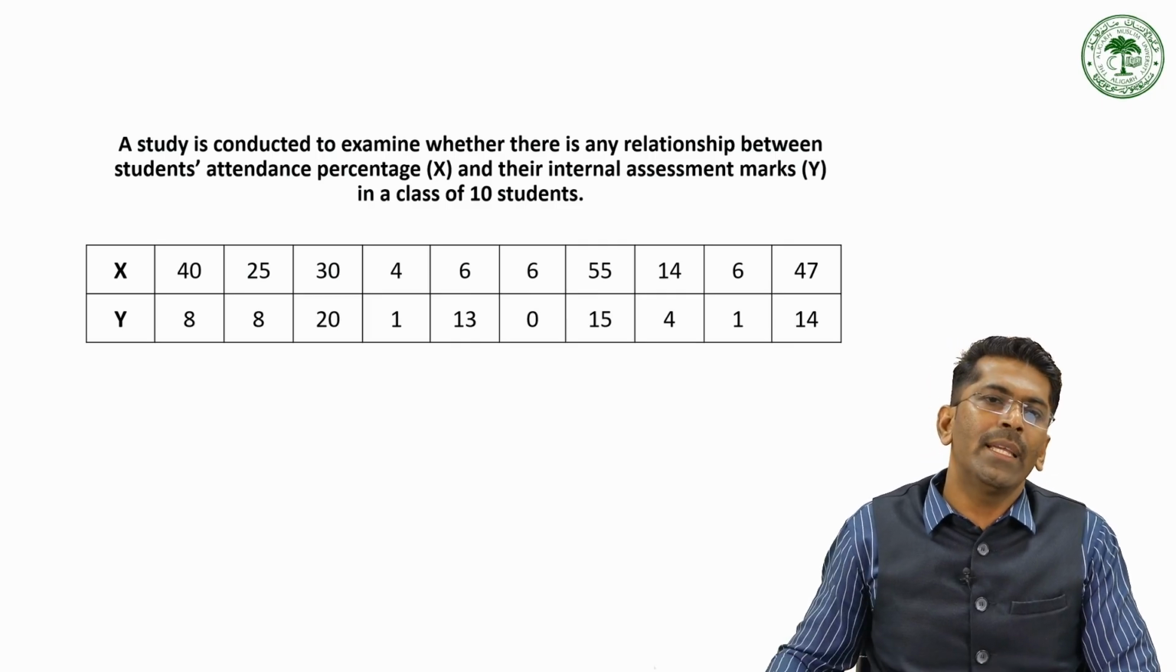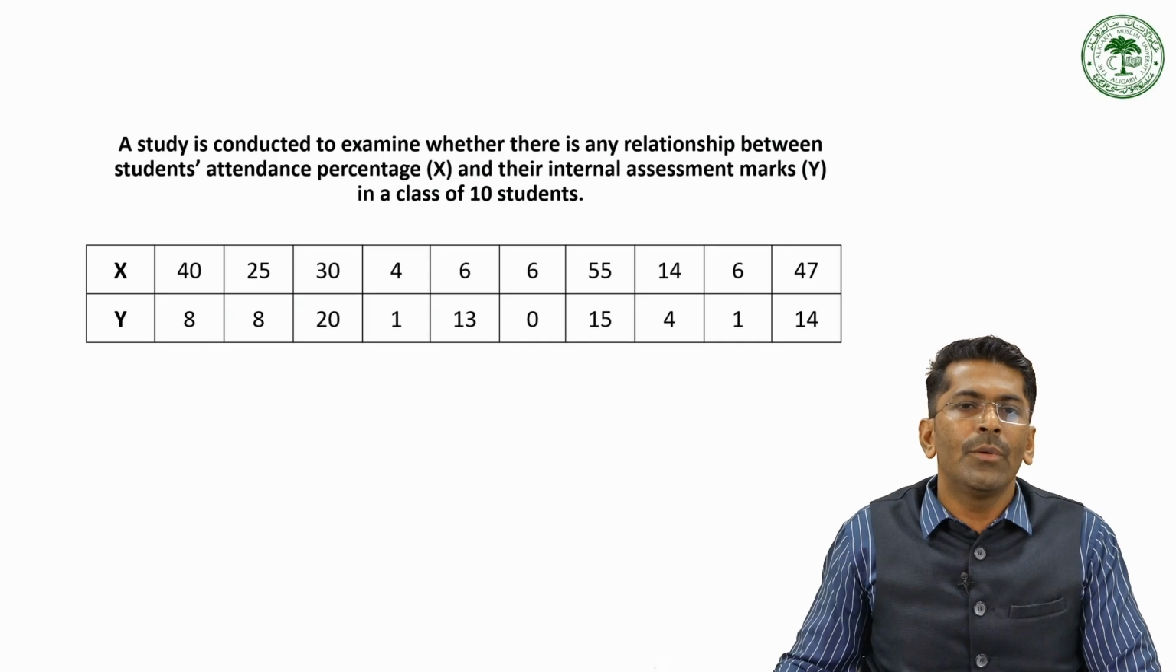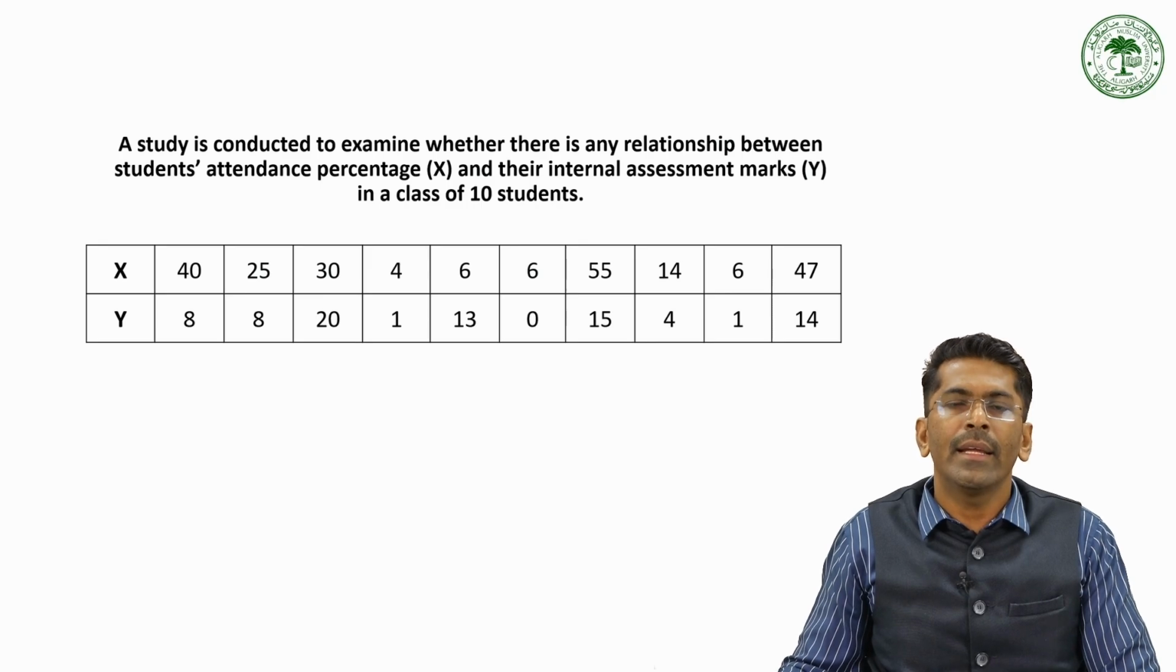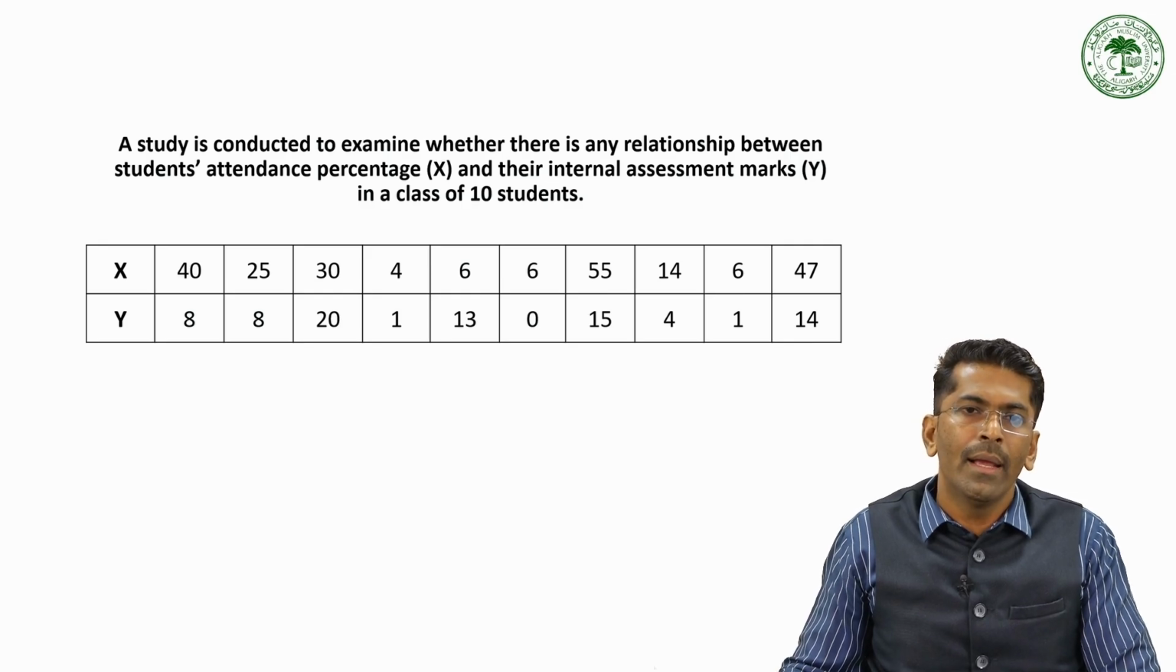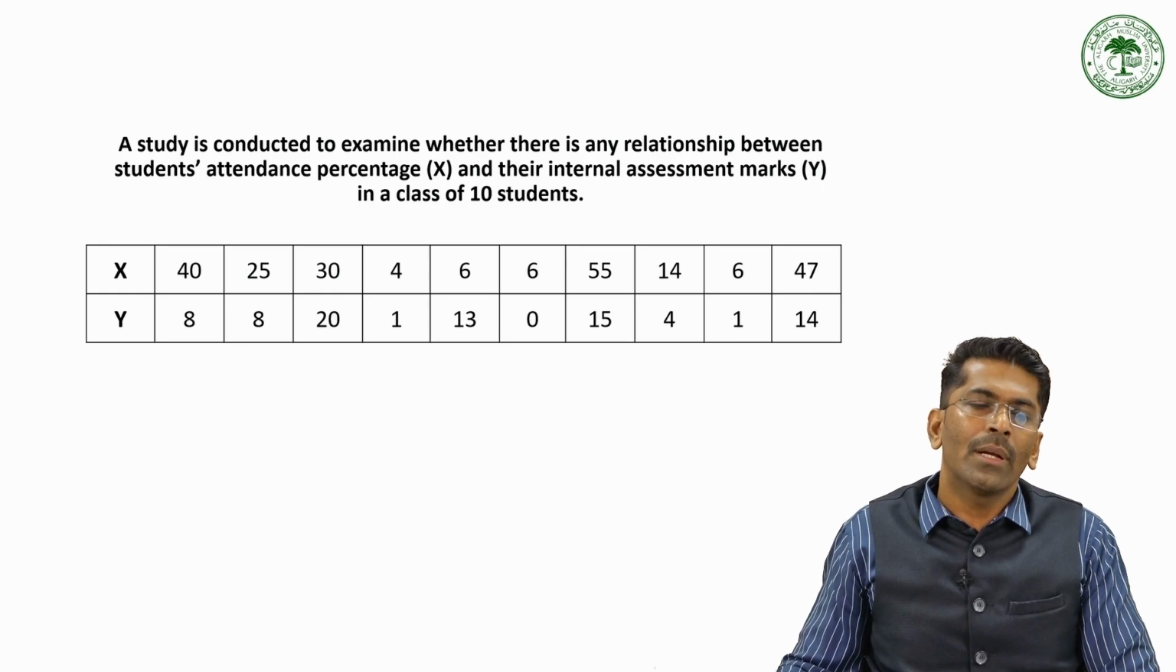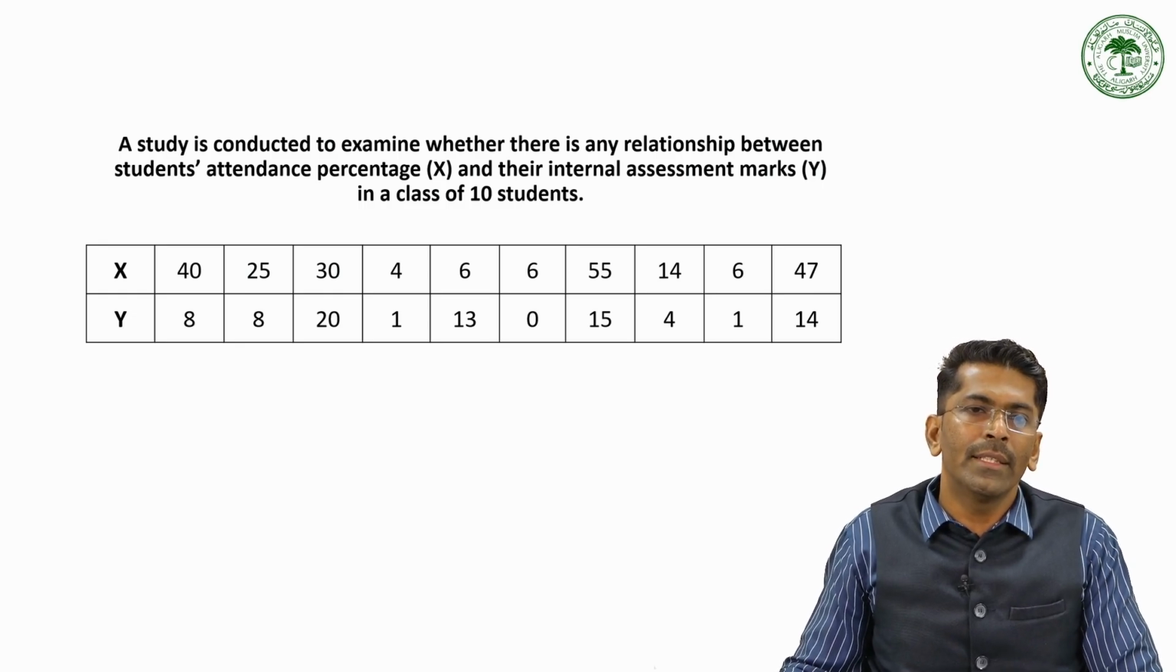One example is given here. A study is conducted to examine whether there is any relationship between students' attendance percentage and their internal assessment marks. The attendance percentage is denoted by X and the internal assessment marks are denoted by Y, for a class of 10 students. The attendance percentage as well as the internal assessment marks of the 10 students are given in terms of X and Y.